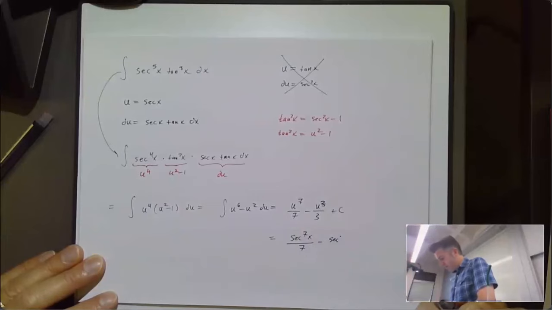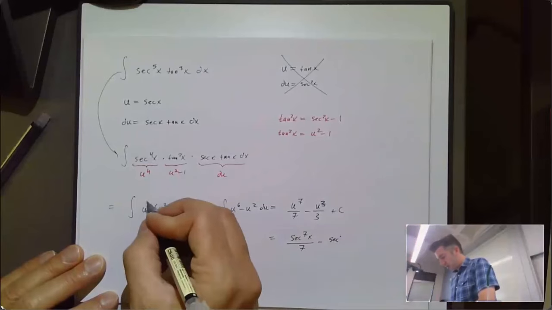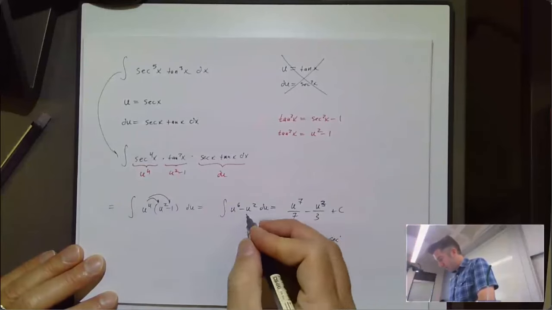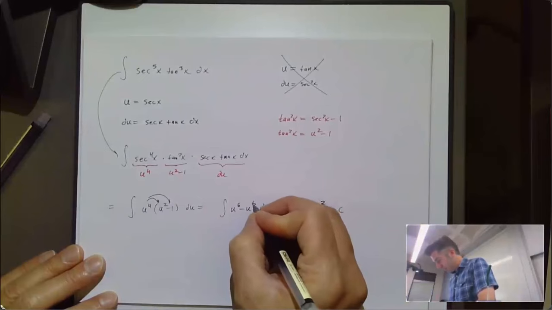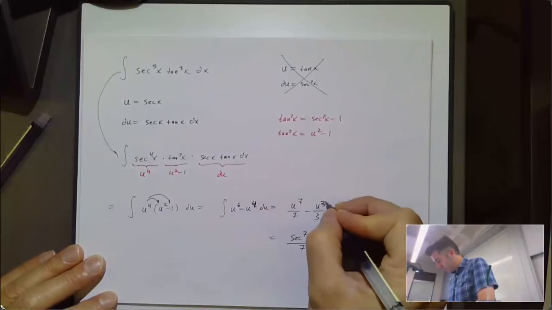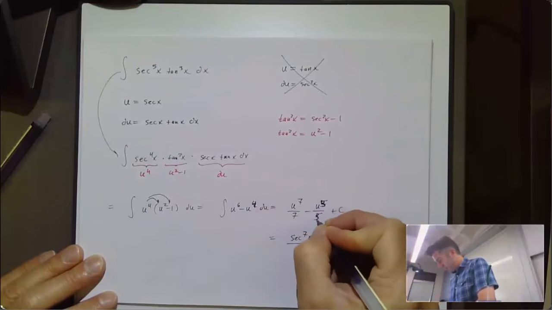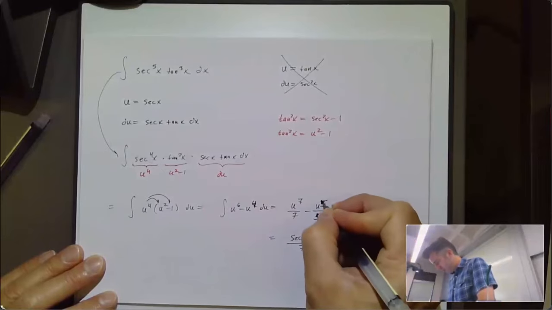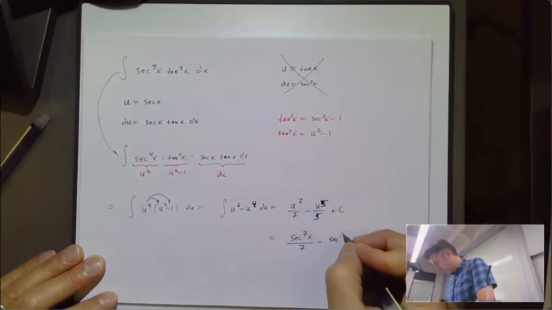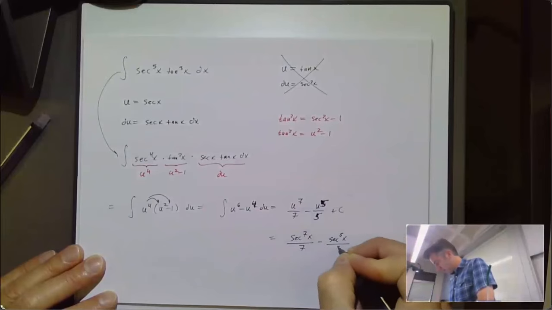I feel like I made a mistake. Yeah, that u to the 4th multiplied out should be a u to the 6th and a u to the 4th, not a u squared. So that means we should have this u to the 5th over 5. Good thing my 3's and 5's are so similar. So we're going to have secant to the 5th x over 5.